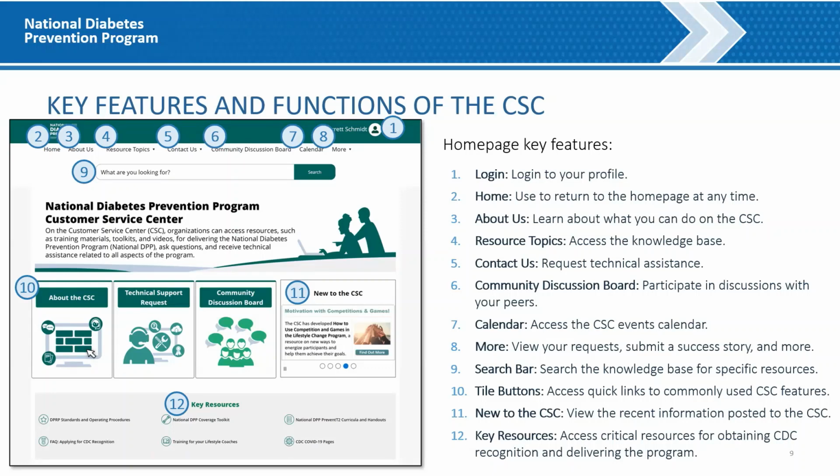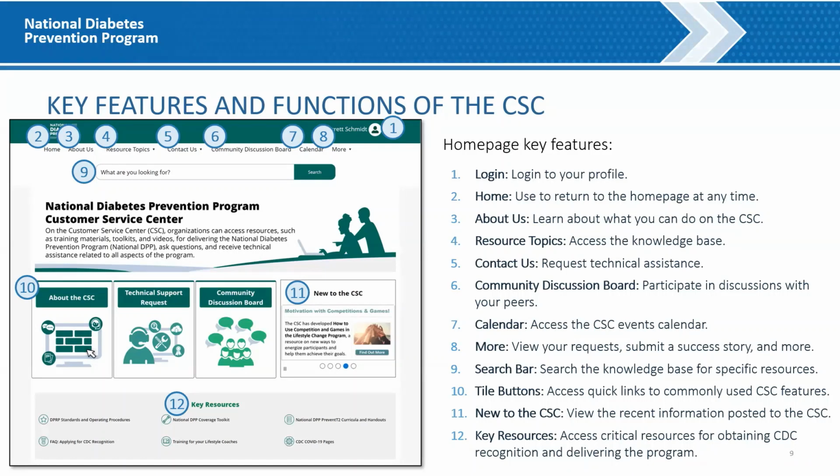Resource Topics allows you to select common resource topics from the drop-down menu to find the support you're looking for. In the navigation bar, you can also select Contact Us to submit a question to a CDC representative, also known as a technical assistance inquiry, or provide site feedback. The Community Discussion Board will enable you to collaborate with other national DPP organizations. You will also find a calendar to track important events. And lastly, the More section under the navigation bar will allow you to submit a success story of your program's achievements, view your requests, and access the CSC newsletter when logged into your profile.